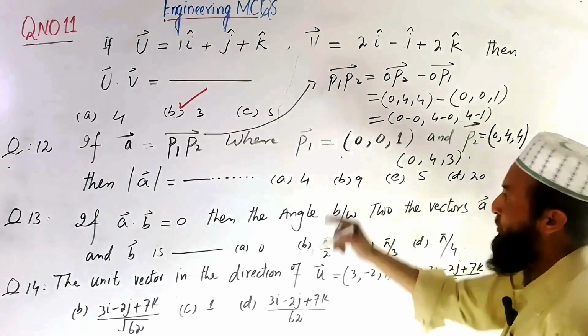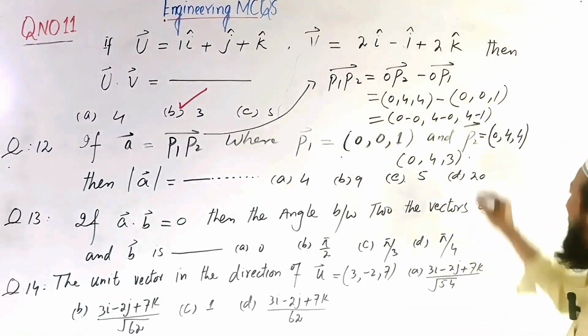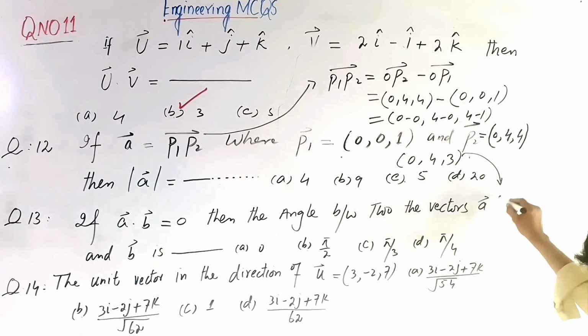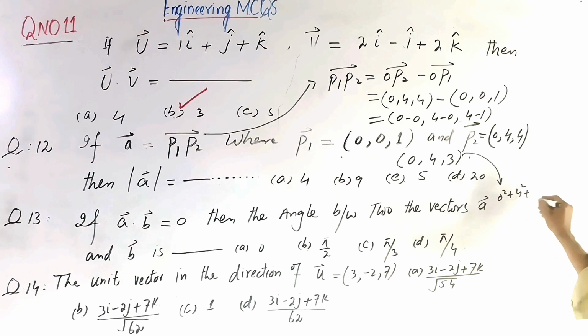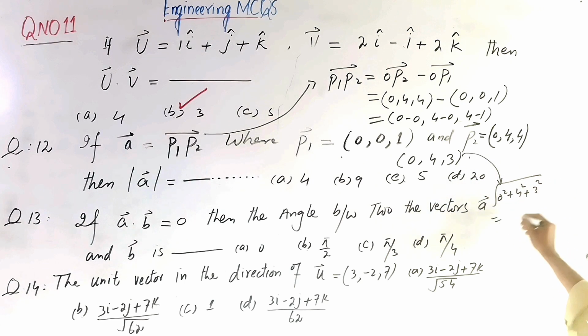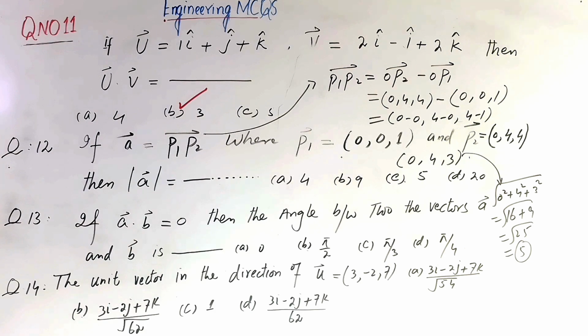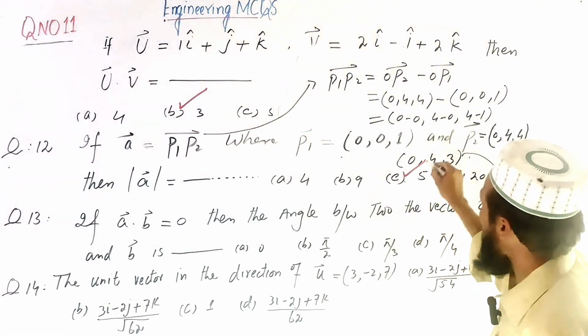If we take the required magnitude, we have 0 square plus 4 square plus 3 square, so we get 16 plus 9, 25, under root is equal to 5. So the correct answer here is C.